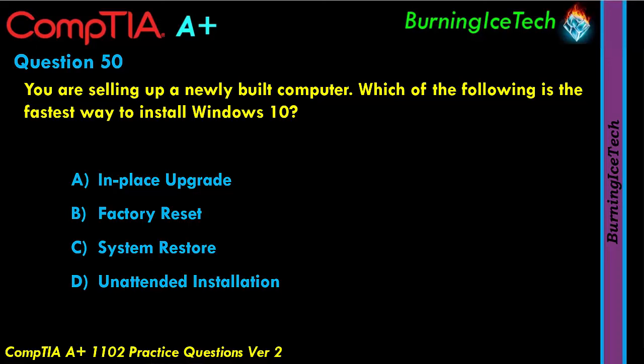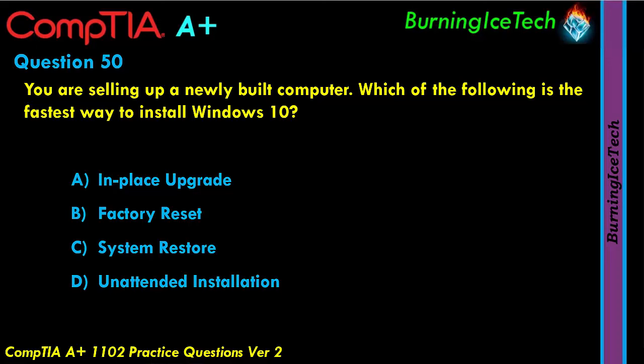Is it B, factory reset? That also requires the machine to have an existing operating system on it, and that would basically reset it back to defaults. So B is also physically impossible. Is it C, system restore? System restore is also impossible because it also requires you to have an existing operating system. And if we did have one, B would be the better one because B would put it back the way it was.